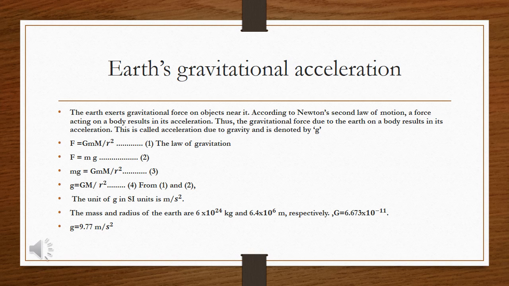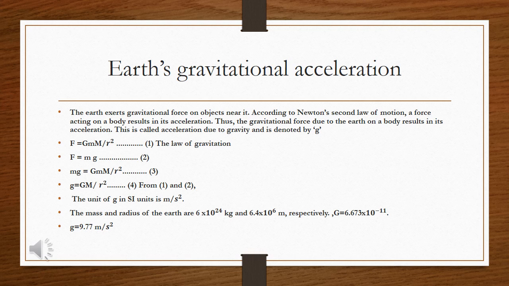Now we know that F equals m a, but here the acceleration a is replaced by the gravitational acceleration g, so we get F equals m g. With the help of these two equations we can compare the sides. Then we get m g equals G M m upon r square. Cancel out the m, we get g equals G M upon r square. The unit of g in SI is meter per second square.